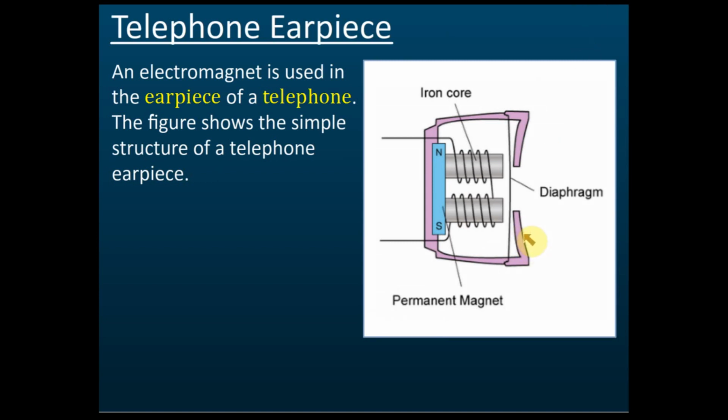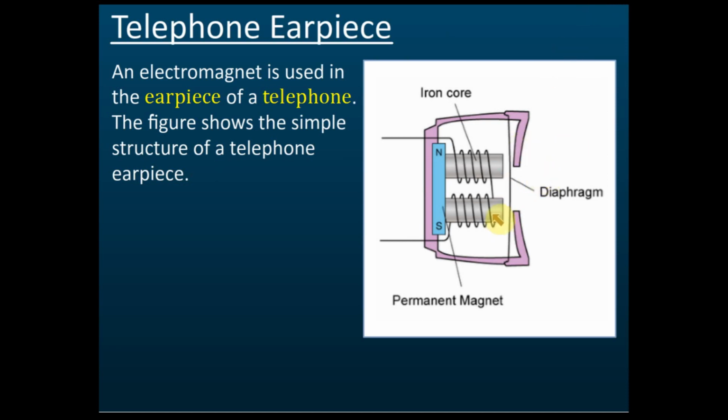Okay, telephone earpiece, how it works. An electromagnet is used in the earpiece of a telephone. So this shows an illustration of the telephone earpiece. Let's say your friend gives you a phone call. Not a handphone, the house phone. When your friend gives you the call, he talks through the phone.